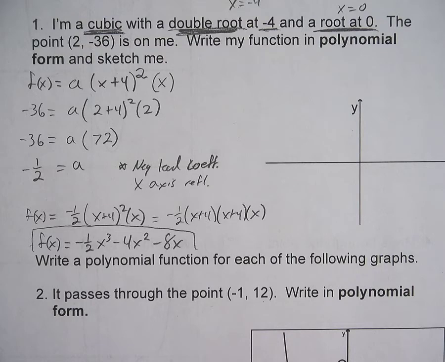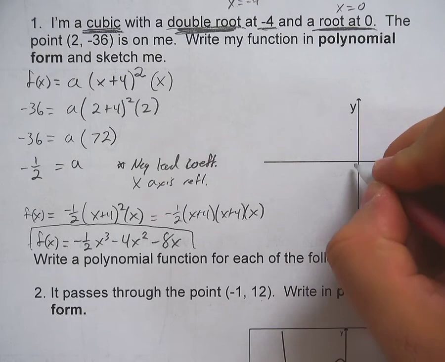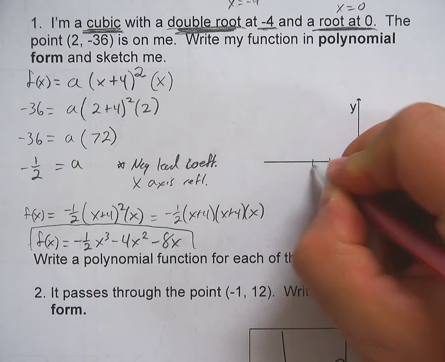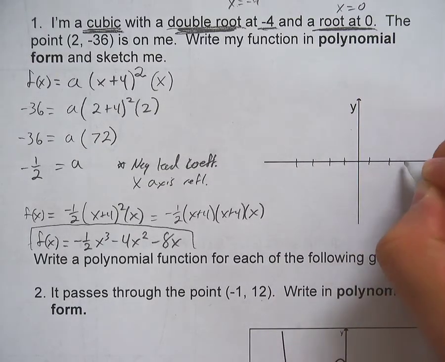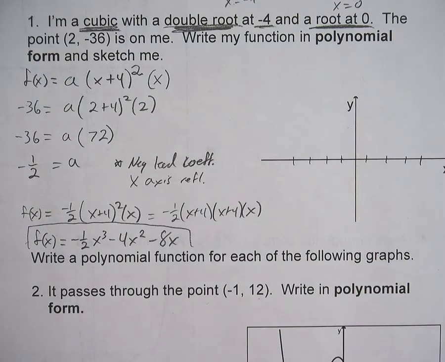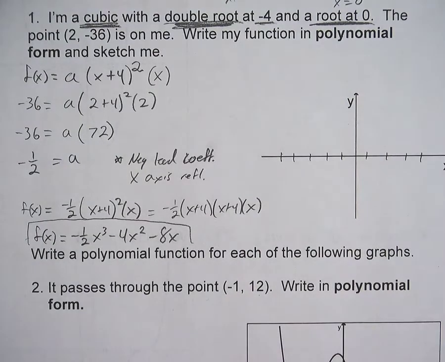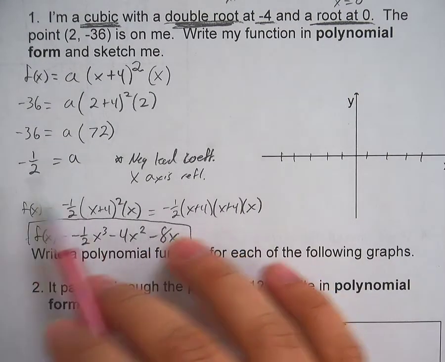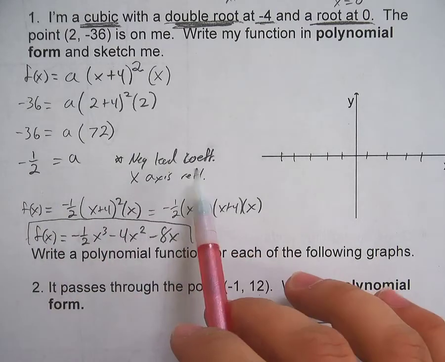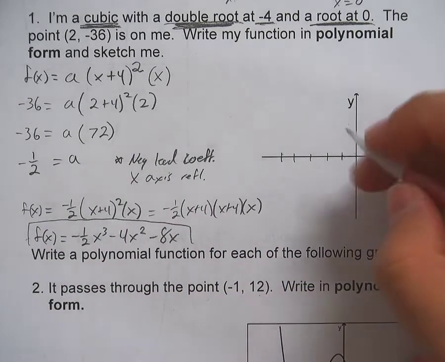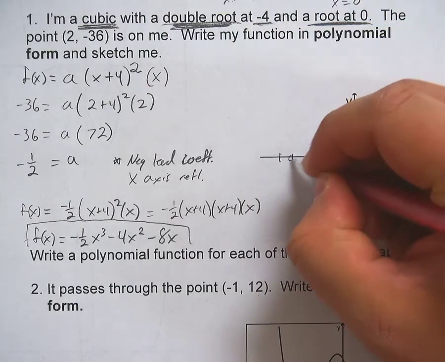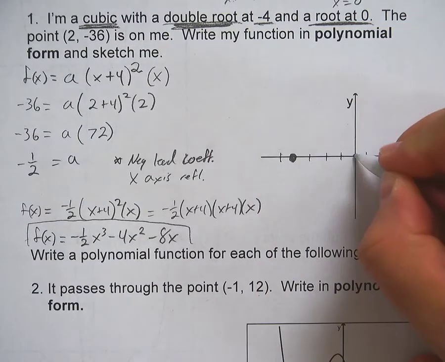So let's figure out what this thing is going to look like. It's a cubic with a double root at negative 4. 1, 2, 3, 4. 1, 2, 3, 4. Never label your y-axis, because that's going to make it right or wrong. And I don't want to label my y-axis because I don't want to be that accurate. But what's important about this, my leading coefficient is negative. See this negative 1/2 right here? That's my leading coefficient. Now I've got a double root at negative 4 and a root at 0.